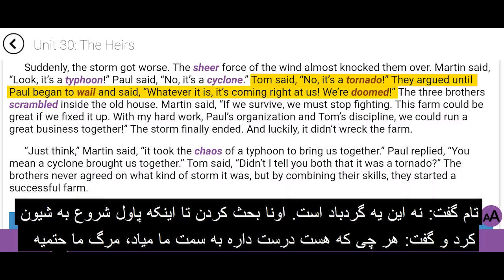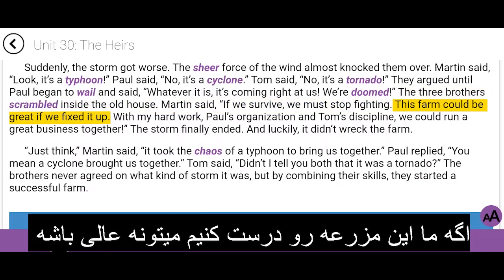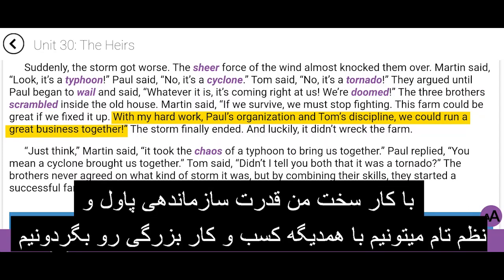They argued until Paul began to wail and said, "Whatever it is, it's coming right at us. We're doomed." The three brothers scrambled inside the old house. Martin said, "If we survive, we must stop fighting. This farm could be great if we fixed it up. With my hard work, Paul's organization, and Tom's discipline, we could run a great business together."